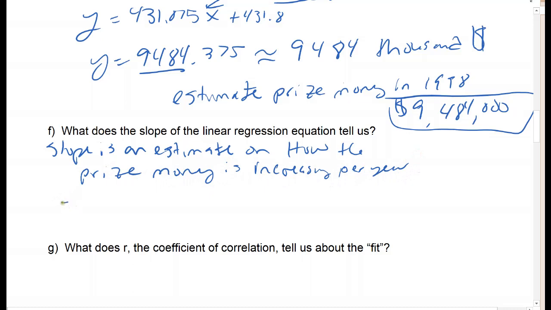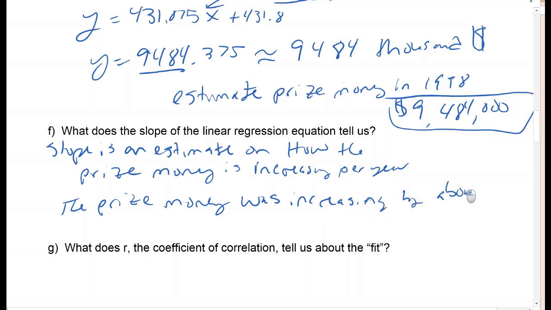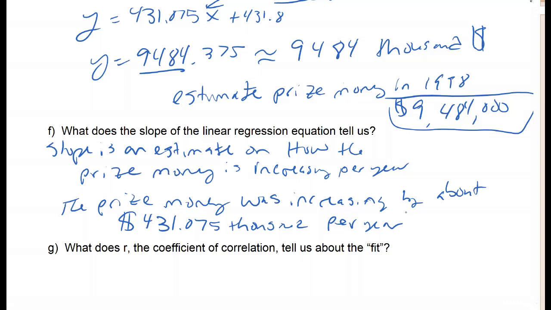Alright, so based on our numbers, our slope was 431.075. Remember, it's thousands of dollars. I'll write it better. The prize money was increasing, moving up, by about, it's an estimate, 431.075 thousand per year. So every year, an estimated, it's an average actually. It's an average increase. Based on our estimate, the prize money for this particular auto race increased on average by about $431,000 every year. That's what the slope was telling me.